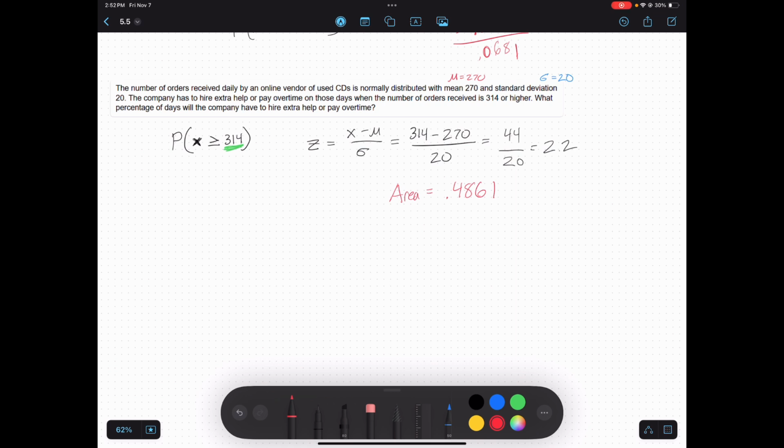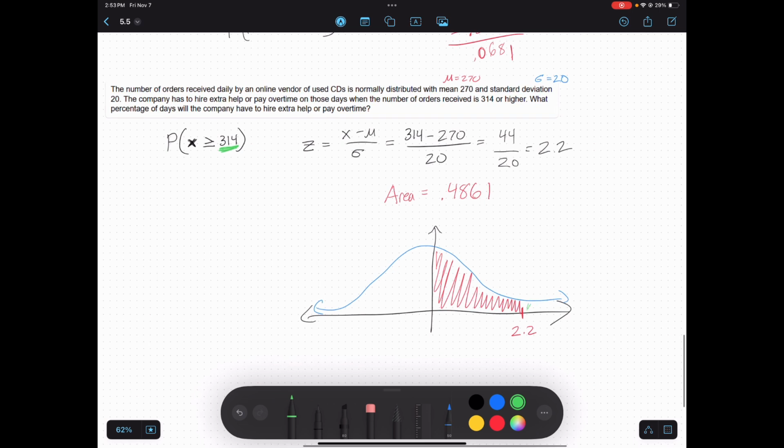Now this is where we have to be careful, because if we don't think about it too much, we might put this in as my answer and we're going to get it wrong. That's because, once again, this area represents the area between the mean and my z-score, which in our case is 2.2, on the right side of the mean. Is that what this probability is asking for? No, this probability is, what's the probability that we get a value that's bigger than 314? So I'm actually looking for this probability.